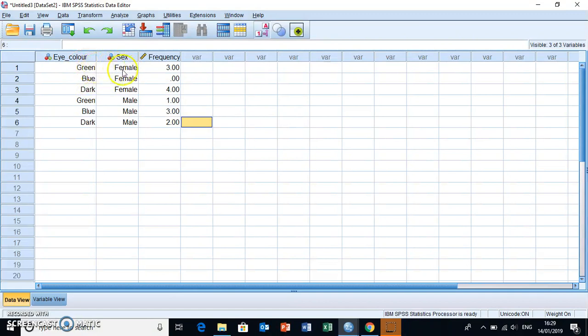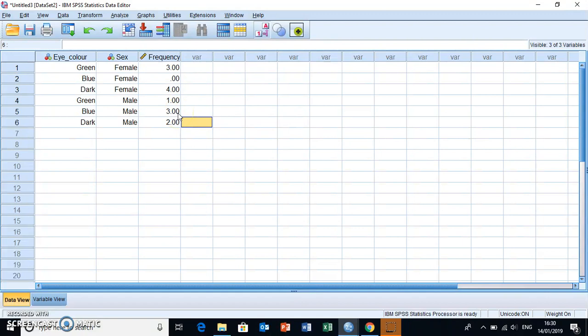I now have for each eye color how many times that occurred in females. So females with green eyes, females with blue eyes, females with dark eyes. And then the same for the males, males with green eyes and so on. And then here I have given the frequencies of those.